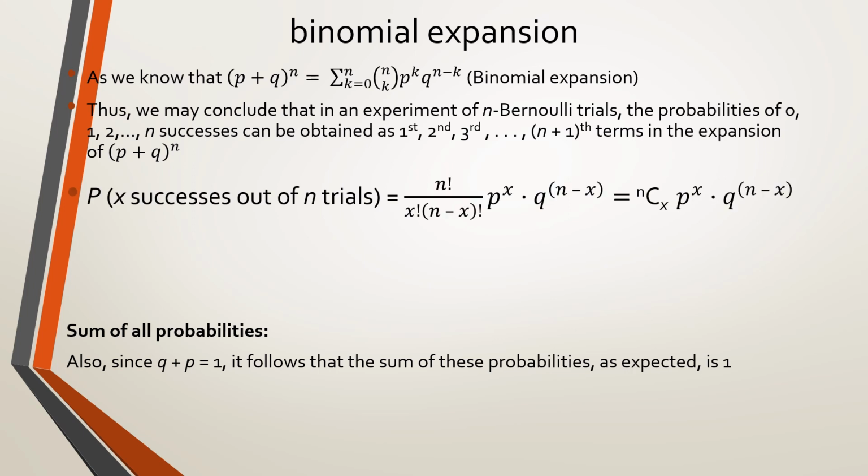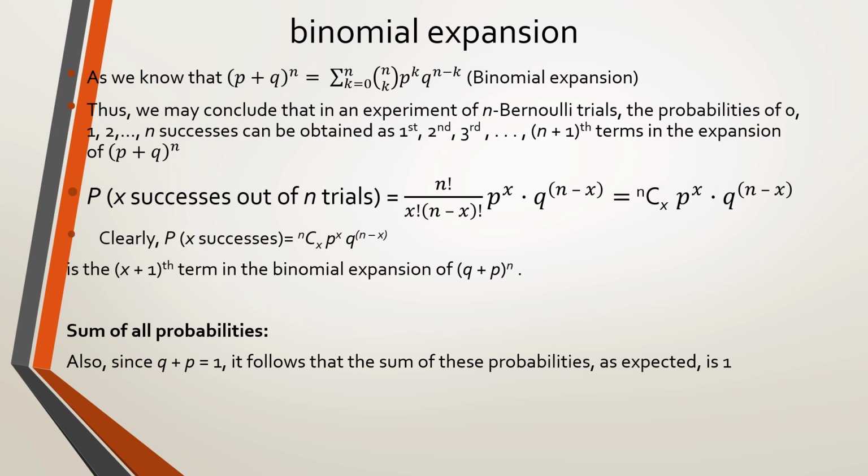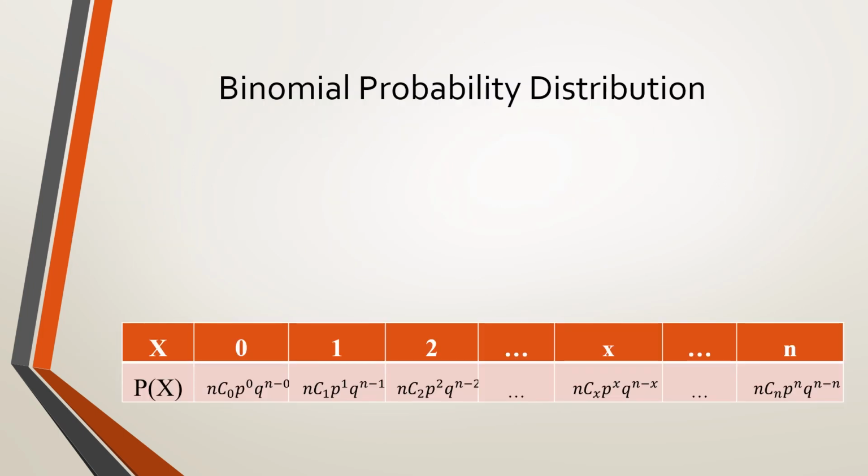Probability of x successes out of n trials is nCx p raised to x q raised to n minus x. That means the probability of x successes gives you the (x plus 1)th term of the binomial expansion of (q plus p) raised to n. Binomial probability, the binomial distribution, gives you the distribution: for every x, the corresponding probability.